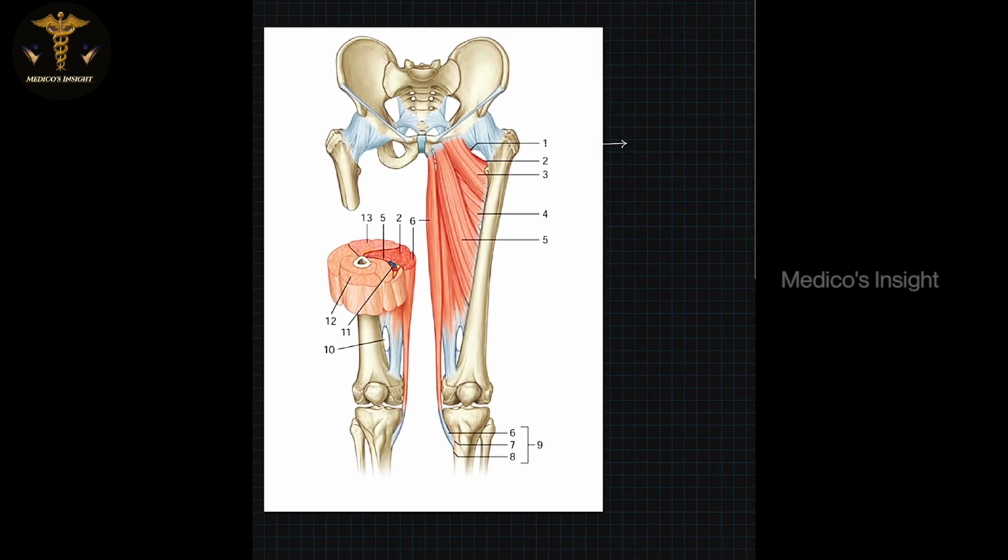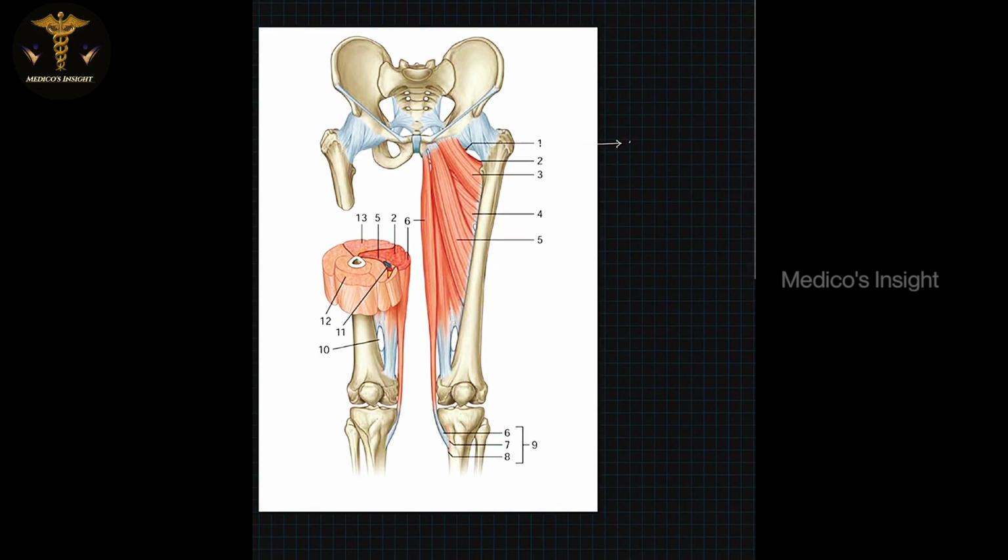So this one is obturator externus, as it arises from the external surface of the obturator foramen, so it is known as obturator externus. And this one is adductor magnus, as it adducts the thigh at the hip joint.